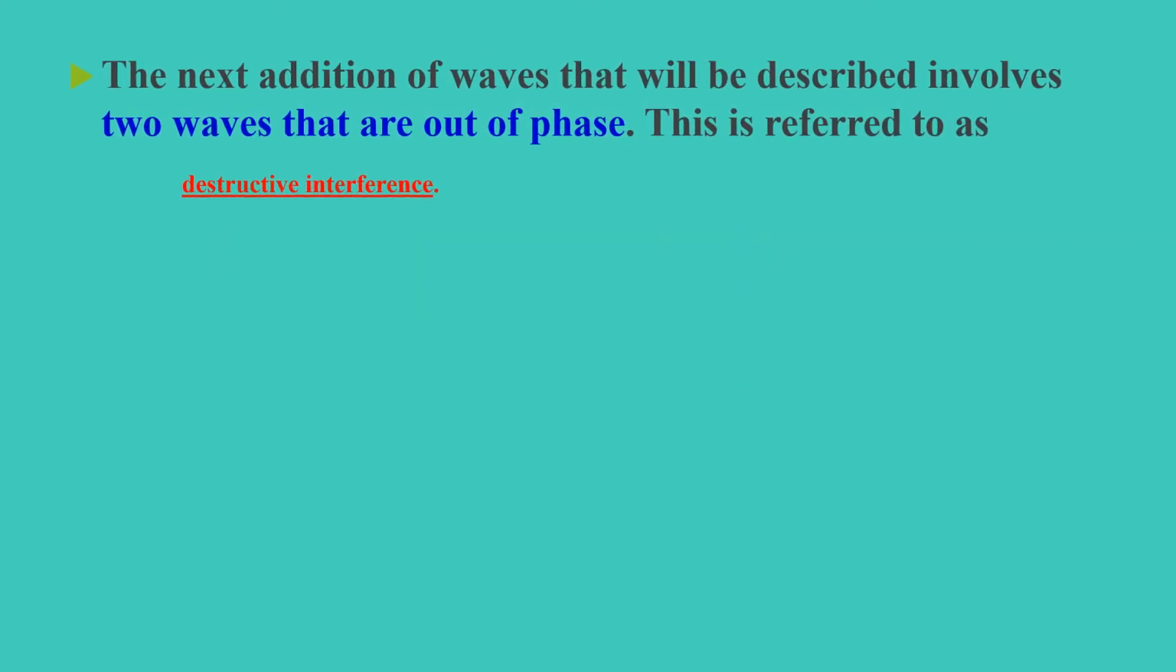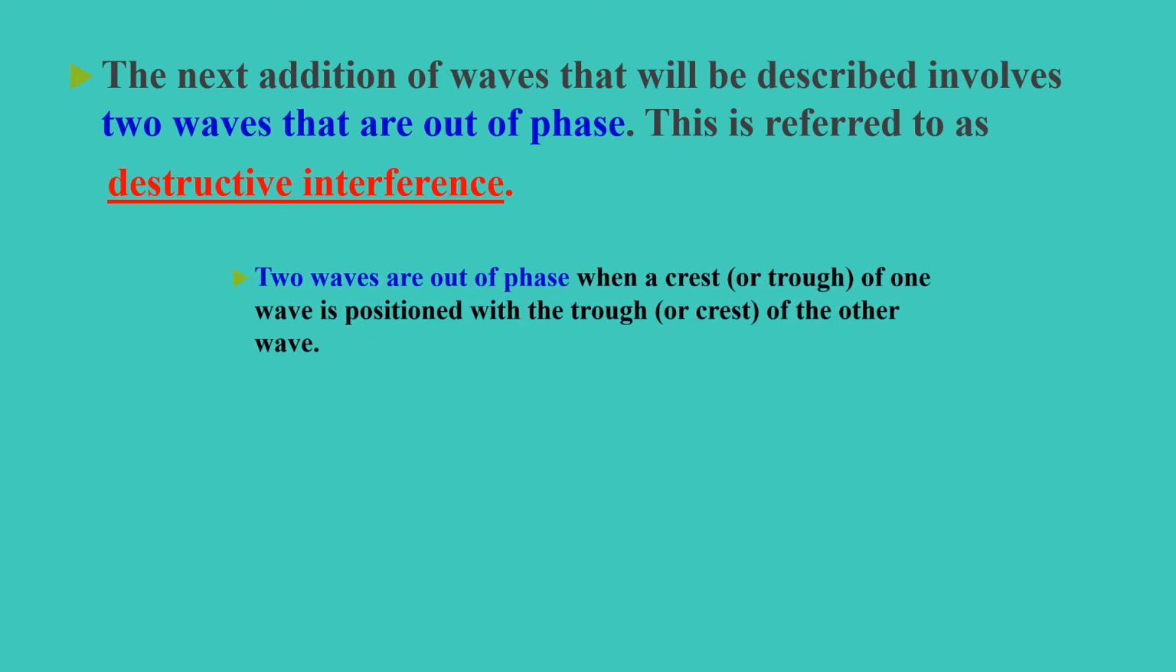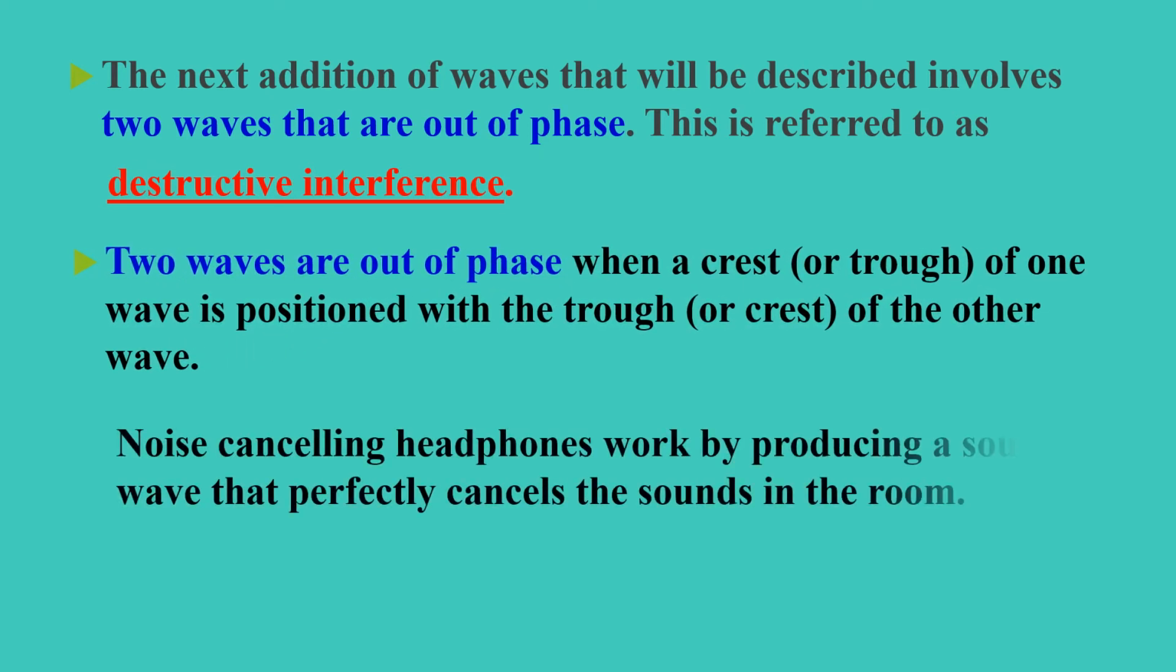The next addition of waves that will be described involves two waves that are out of phase. This is referred to as destructive interference. Two waves are out of phase when a crest or trough of one wave is positioned with the trough or crest of the other wave. Noise-canceling headphones work by producing a sound wave that perfectly cancels the sounds in the room.